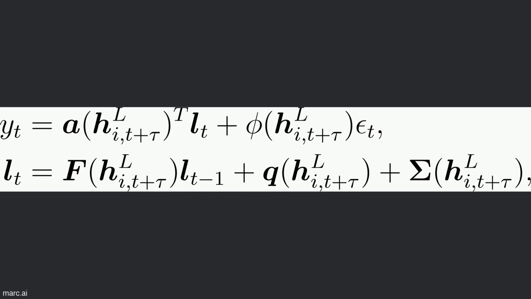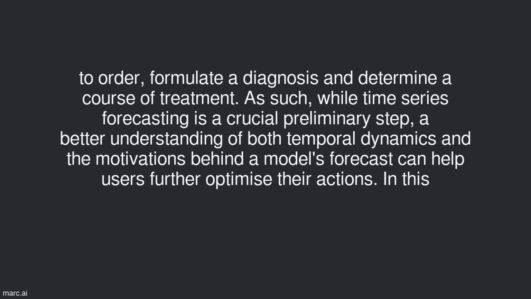Facilitating decision support using deep neural networks. Although model builders are mainly concerned with the accuracy of their forecasts, end users typically use predictions to guide their future actions. For instance, doctors can make use of clinical forecasts, e.g. probabilities of disease onset and mortality, to help them prioritize tests to order, formulate a diagnosis and determine a course of treatment. As such, while time series forecasting is a crucial preliminary step, a better understanding of both temporal dynamics and the motivations behind a model's forecast can help users further optimize their actions.